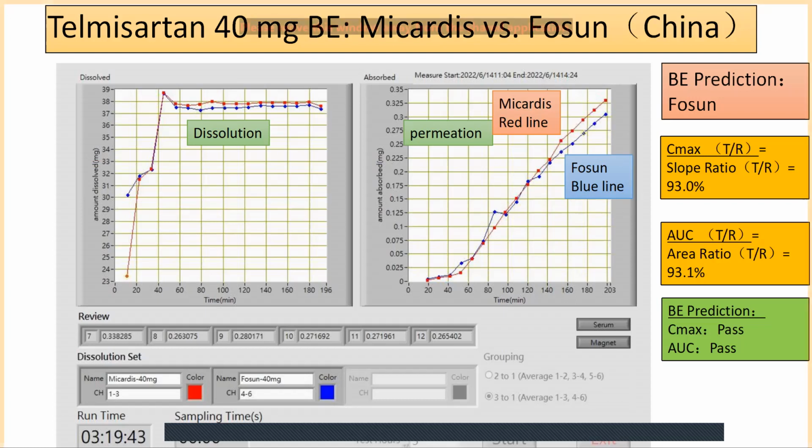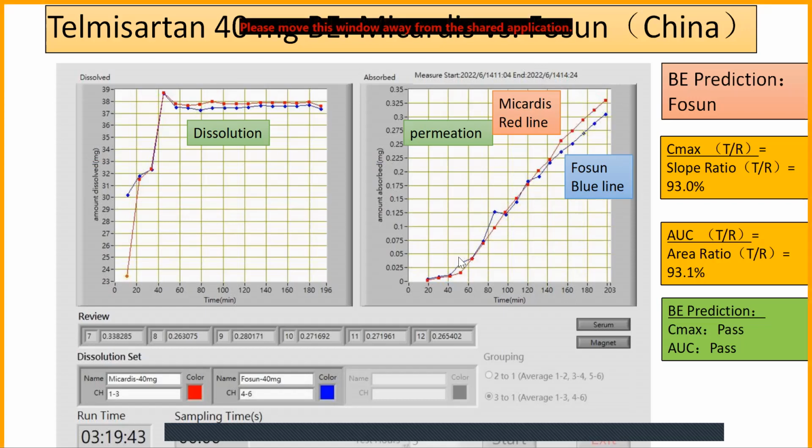However, permeation wise, the red line is Micardis and the blue line is the Fosun product. From this comparison of the slope, which starts at about the fourth point and on, because the permeation starts increasing.